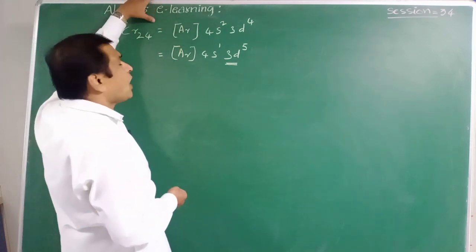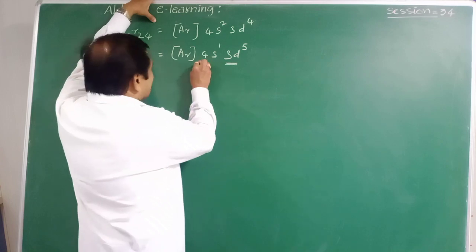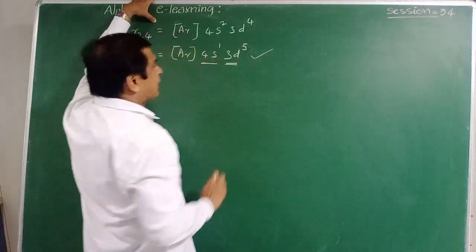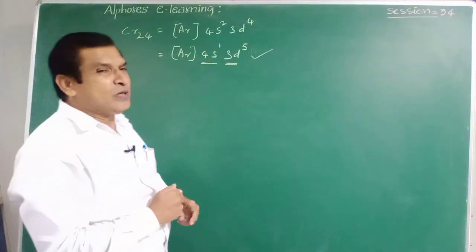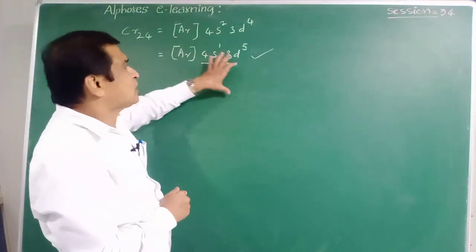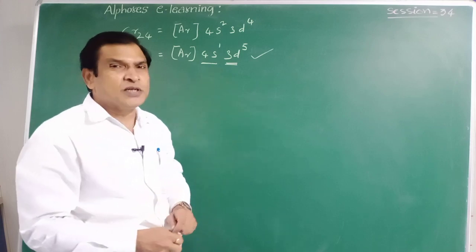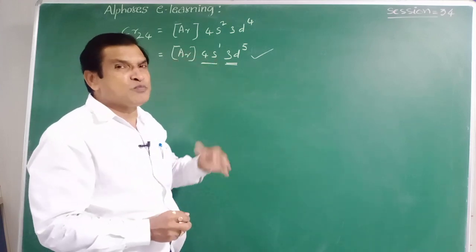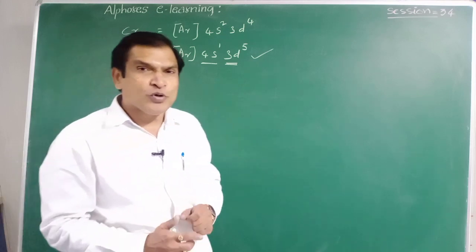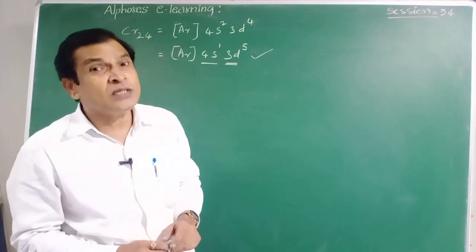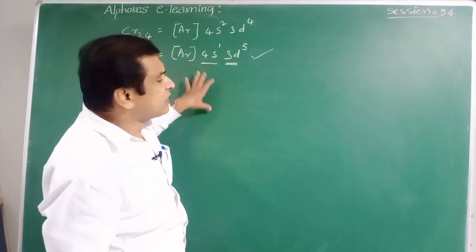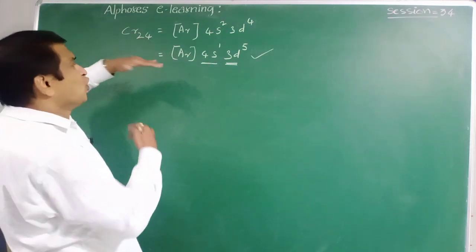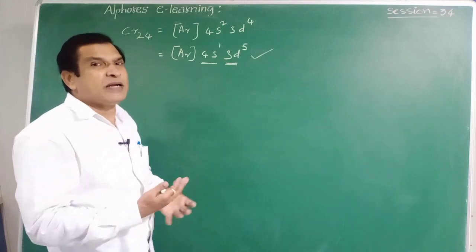So always remember, the electron configuration of chromium 24 is always 4s1 3d5. You should not say 4s2 3d4. In the last session we also explained why this 4s1 3d5 is more stable: because of more exchange pairs and exchange energy. So chromium 24 was completely explained in the last session.